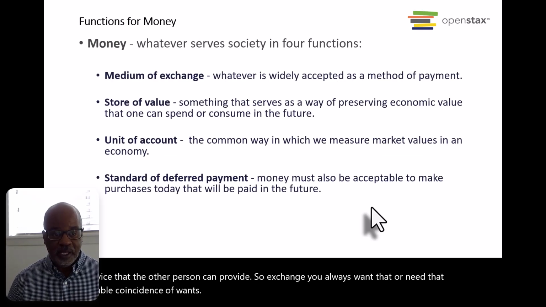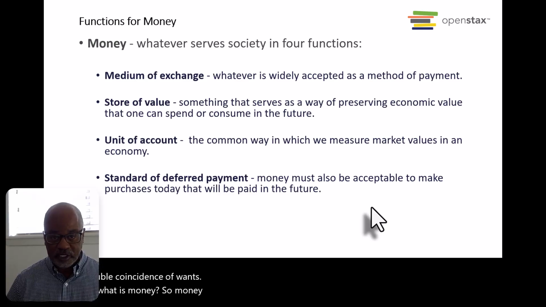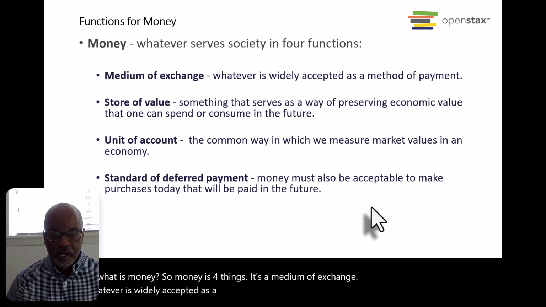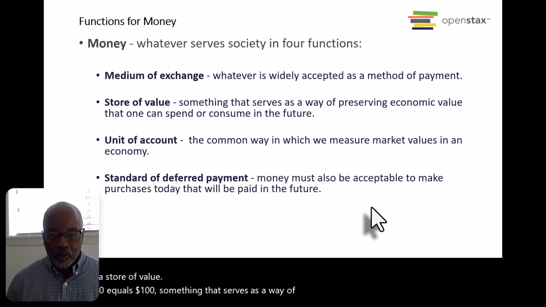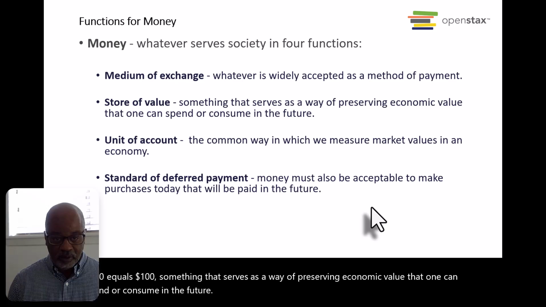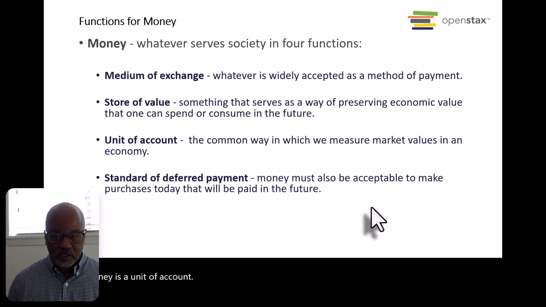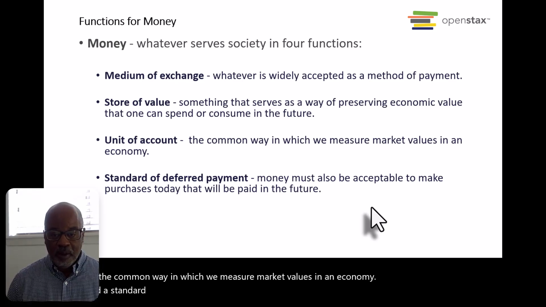So, what is money? Money is four things. It's a medium of exchange, whatever is widely accepted as a method of payment. It's a store of value. $100 equals $100. Something that serves as a way of preserving economic value that one can spend or consume in the future. Money is a unit of account. It's the common way in which we measure market values in an economy, and a standard of deferred payment. Money must also be acceptable to make purchases today that will be paid in the future.